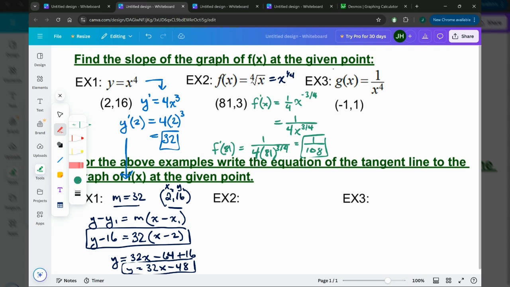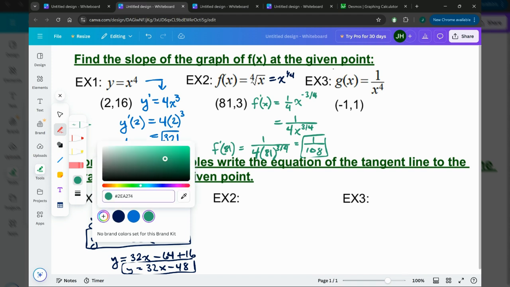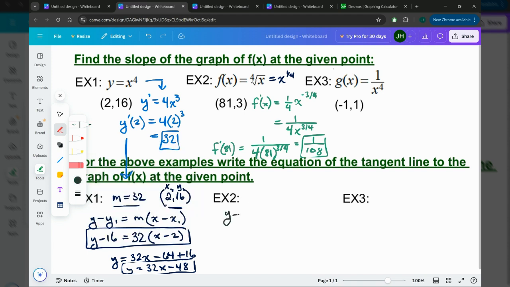So how would I write the equation of my tangent line down here? Well, again, it would be y minus the y value, which is 3, equals my slope, which is 1 over 108, times x minus the x value, which would be 81. There is my tangent line for that particular function at that particular point. One more here.